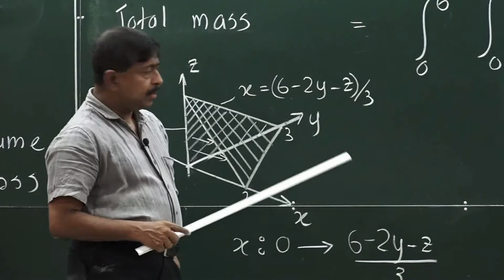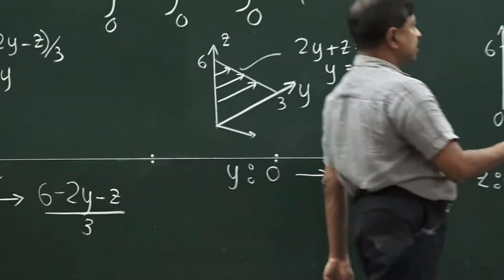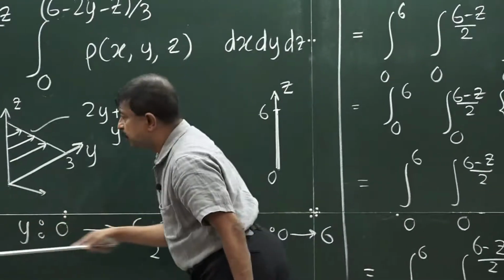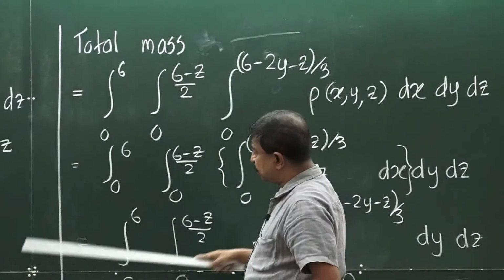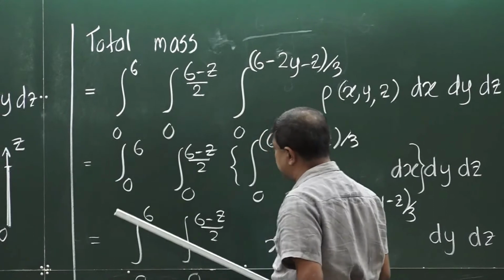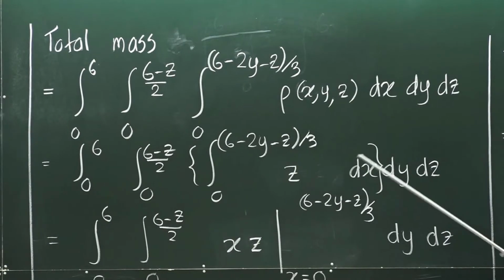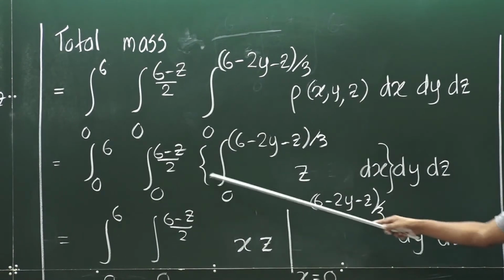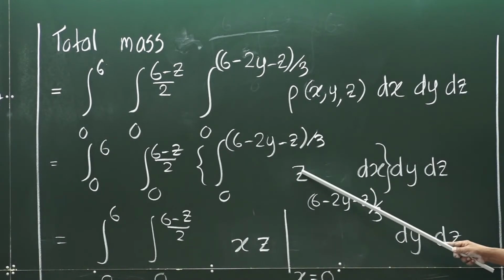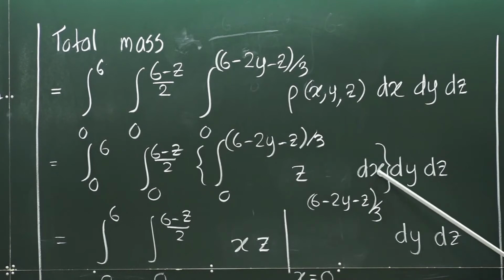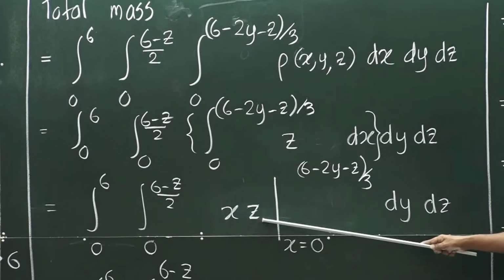Now, the total mass can be obtained by assigning these as limits. So, limits of x are from 0 to this one, limits of y from 0 to 6 minus z over 2, limits of z are from 0 to 6. Now, the density is z. You can just put a pair of braces to separate that entity. Then when you integrate, the variable of integration is x. Therefore, z is treated as a constant. So, this is what you get.